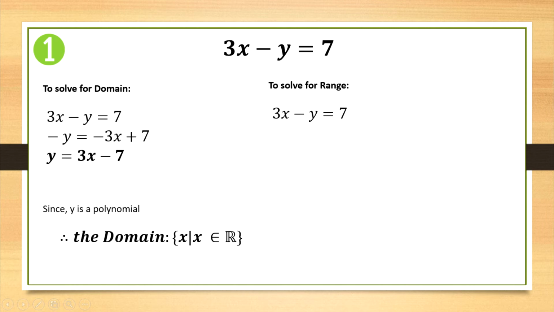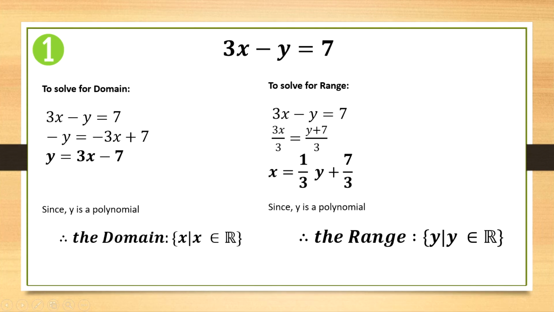To find the range, solve for x. We have 3x equals y plus 7. Since there is a constant with x, we have to divide both sides by 3. So we have x equals 1 over 3 y plus 7 over 3. Since it is polynomial, we can conclude that our range is y is a set of all real numbers.